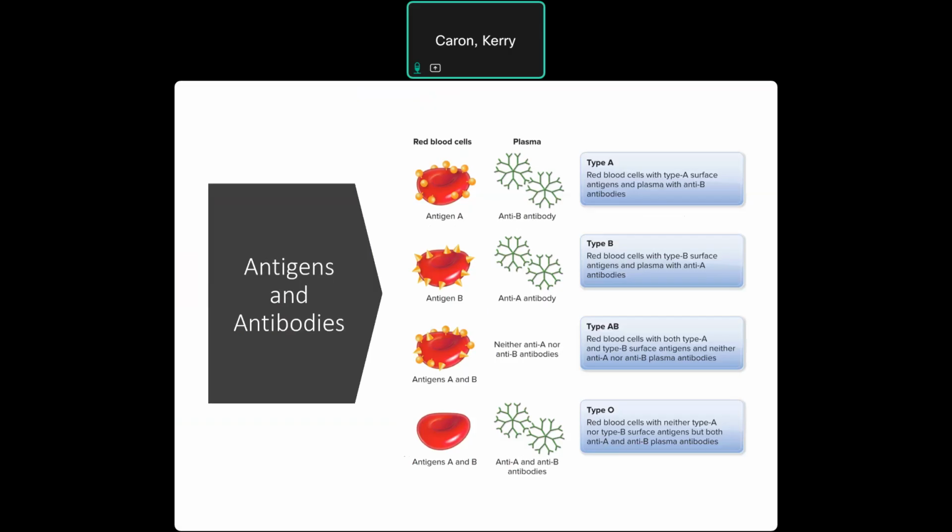So type A blood has anti-B antibodies. So it cannot have B. If it tries to, we're going to have an agglutination problem. Type B has anti-A. Type AB has no antibodies, neither A nor B in their blood. And type O has anti-A and anti-B. So it's the opposite.